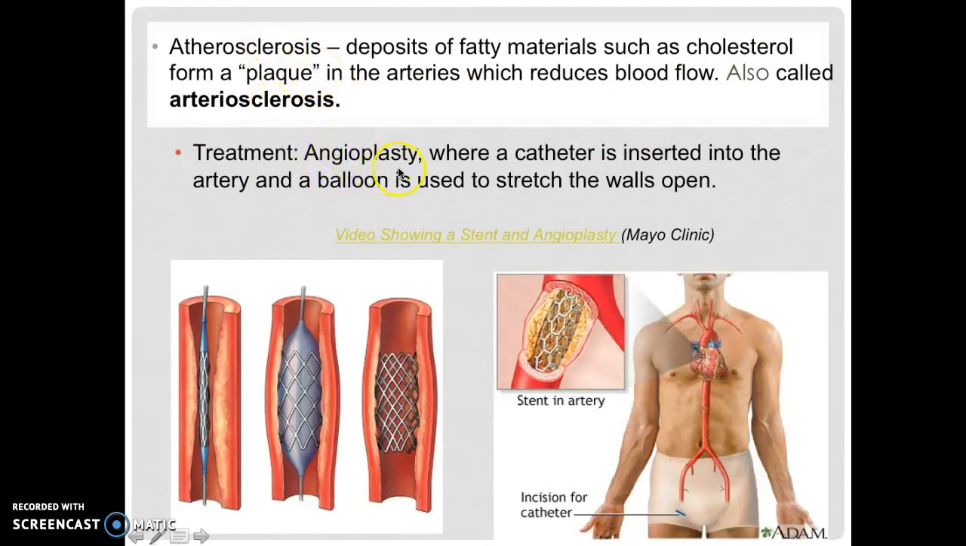One treatment is called an angioplasty. It's when they put a catheter in. So they'll put it in with a balloon, blow it up, and it will increase the amount of surface area there that the blood can pass through. This is a temporary fix. A lifetime fix would be diet change.